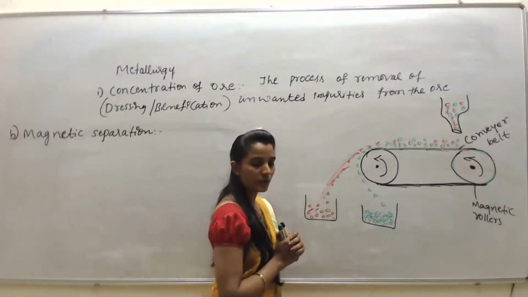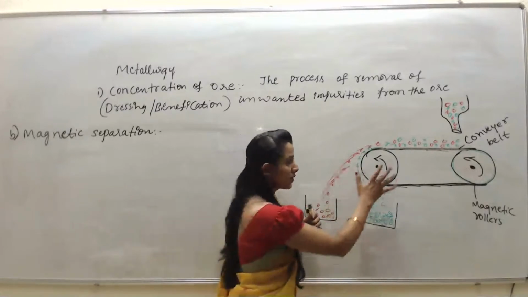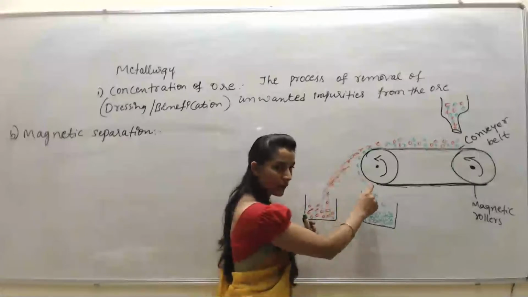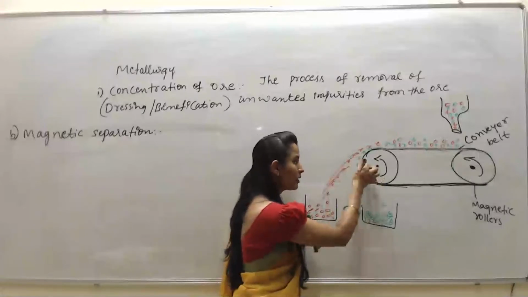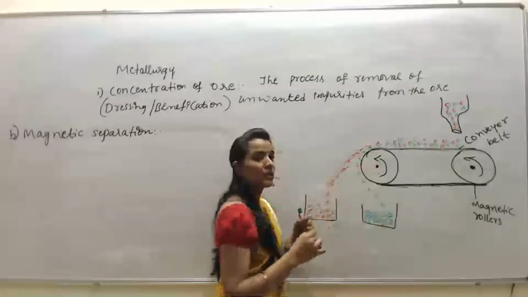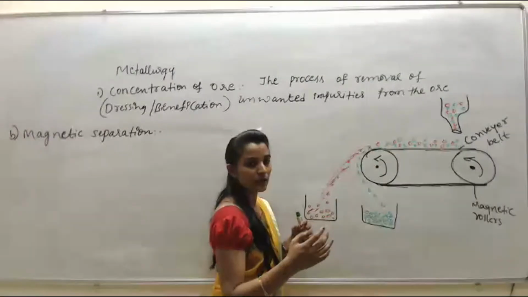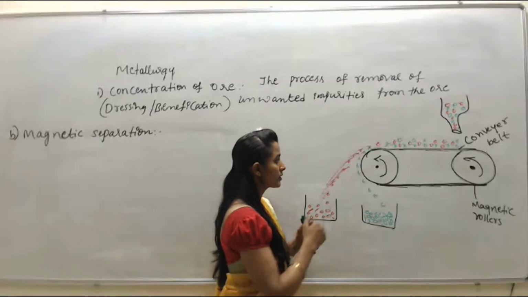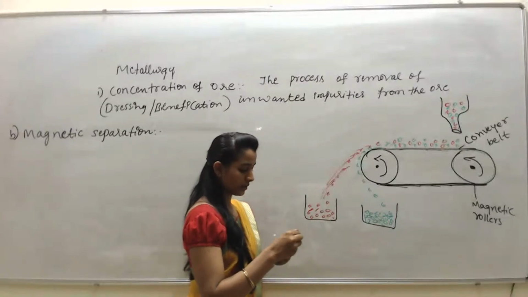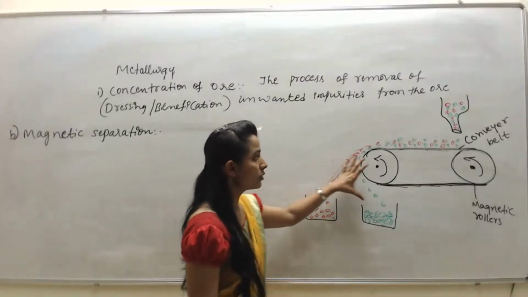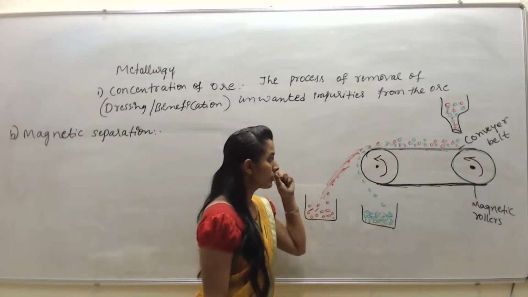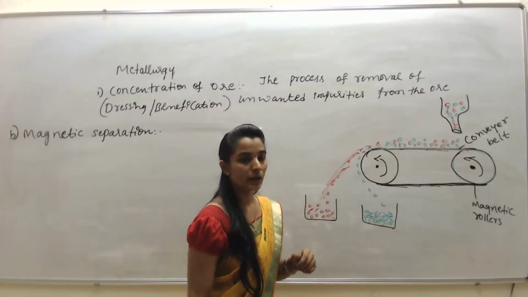Iron and magnet combination we know already. So that's why I am considering iron ore. The iron ore particle is attracted by the magnetic field. The gangue particles are somewhat repelled by the magnetic field. They don't have that much attraction, so they fall away from the magnetic rollers. So this is the technique used to remove impurities in ores having different magnetic properties.